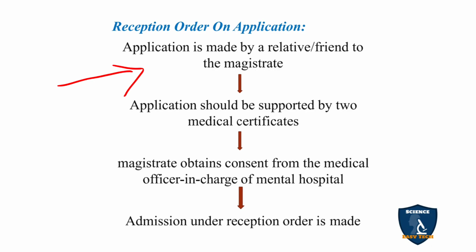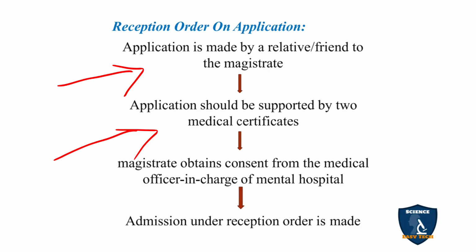To a judge, to a magistrate in the court. Okay, so application is made by a relative or friend to a magistrate. The application should be supported by two medical certificates that the person is suffering from mental illness. Simply giving a letter, an application, is not enough. It should be supported by medical evidence. So two doctors should certify that the person is suffering from mental illness.